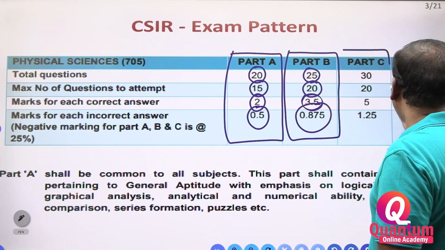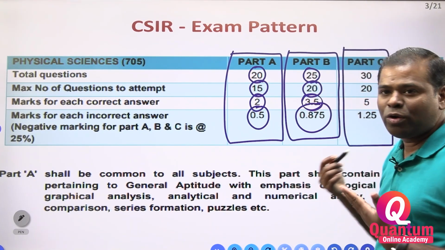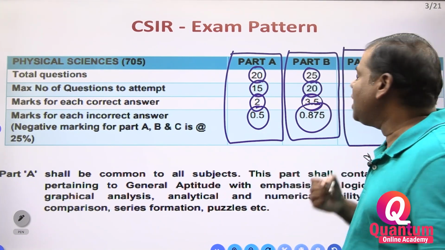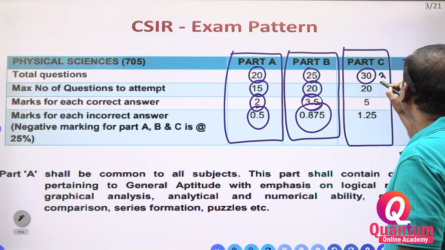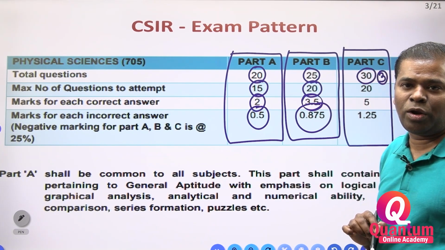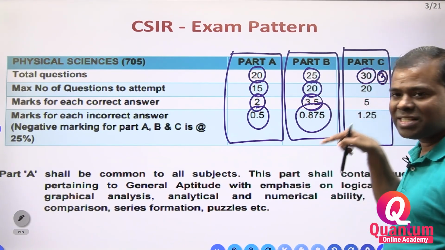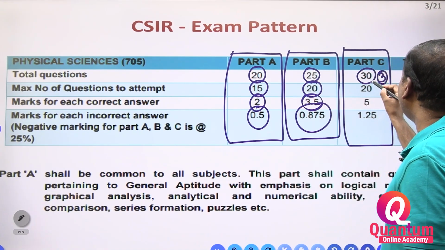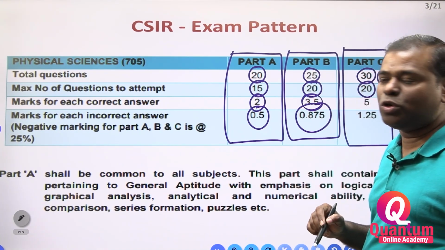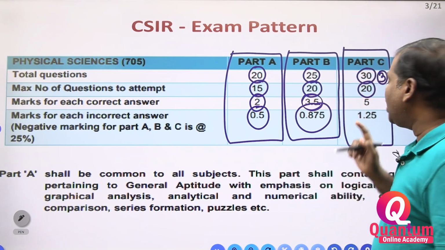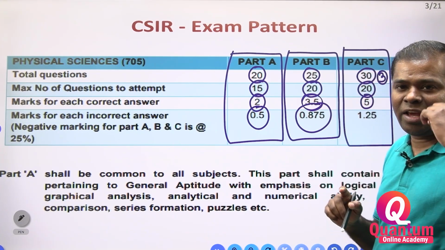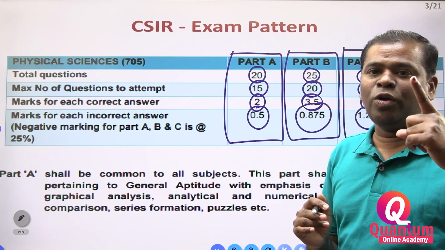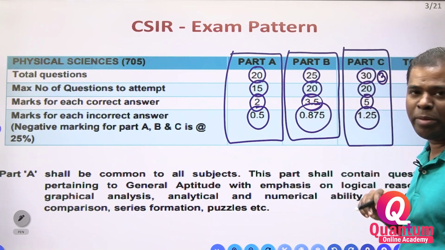Only in part C are we getting questions. How many questions are there? 30 questions you will get in part C. Out of 30 questions, 3 questions are from atomic and molecular physics. Out of these 3 questions also, they are 5 marks questions only. You are able to attempt 20 questions in this part. Each question carries 5 marks. For each wrong answer you lose 1.25 marks.